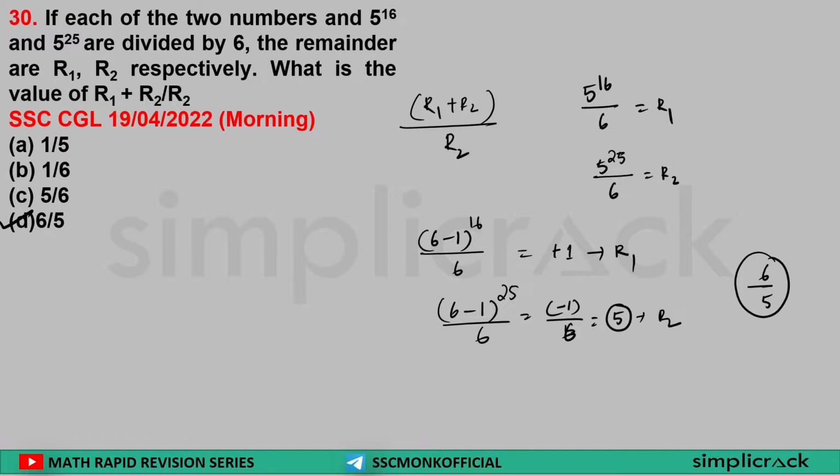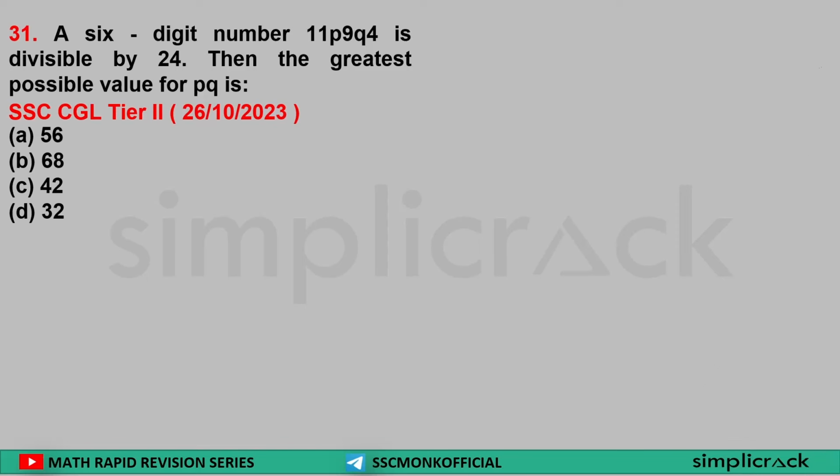Clear? Sorted? Next. A 6-digit number 11P9Q4 is divisible by 24. Then what is the greatest possible value of PQ? Now understand this. If a number is divisible by 24, that means it is divisible by 4 and 6. Right? 4 and 6 means what? The last two digits are divisible by 4.